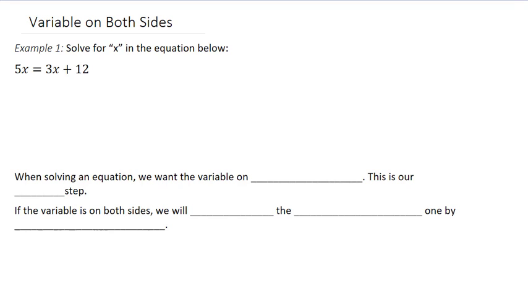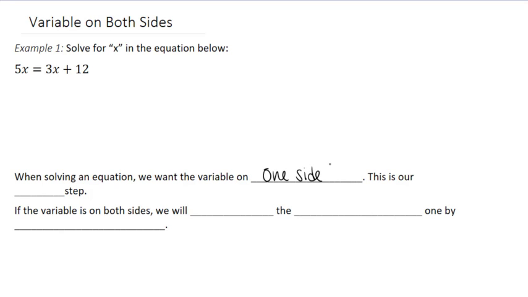Variable on both sides. Example 1. Solve for x in the equation below. We have 5x, which is equal to 3x plus 12. So when we're solving an equation like this, we're going to want the variable on one side.